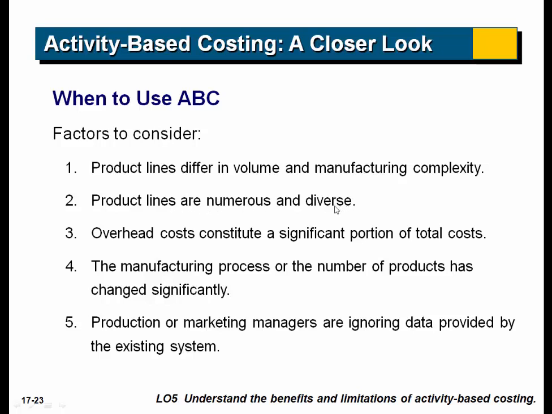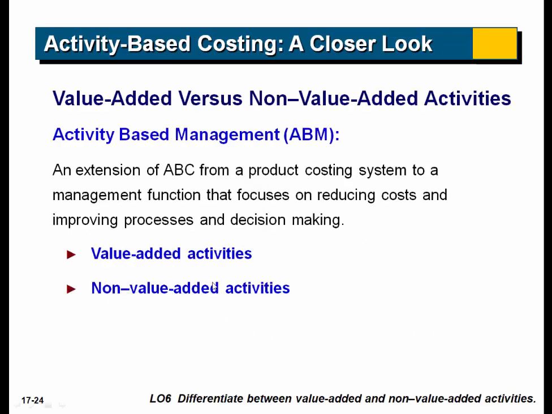Diverse products, same kind of concept. These two are related. The products are very different, even though they look the same in the bag or in the process, they might look completely different when you manufacture them. Think about, for example, a 10-speed bicycle or 15-speed or whatever versus a cruiser bicycle. Those are different types of bicycles. And if the overhead costs are a high percentage of total product cost, and if the manufacturing process has changed significantly, and the production and marketing managers are ignoring the existing costing system.